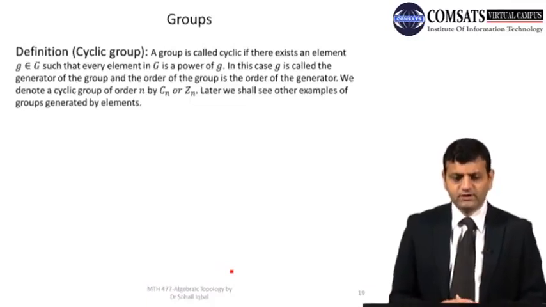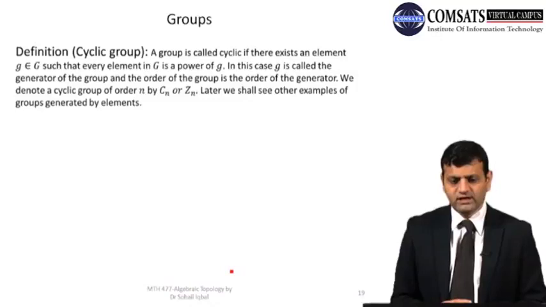Cyclic group, a very simple class of groups. A group is cyclic if there exists an element g belonging to G such that every element in G is a power of g. In this case, g is called the generator of the group, and the order of the group is the order of the generator. We denote a cyclic group of order n by Cn or Zn. Later we shall see other examples of groups generated by elements. Okay, so for example, if I take iota, so basically iota is equal to the square root of minus 1.